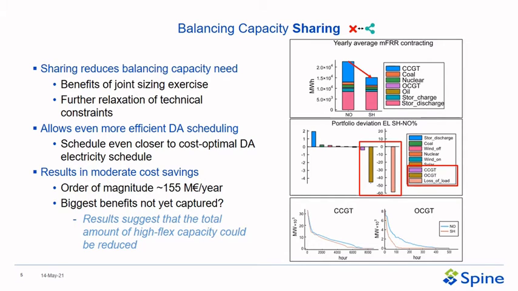But there is a question open whether the biggest benefit might not just be captured here yet. So if we look at those load duration curves of the CCGT and the OCGTs, the operating hours in the shared case are way lower, especially for the OCGTs, than in the no coordination case. And that kind of implies that we could potentially reduce the amount of high flexibility capacity, especially in combination with demand response, for example.